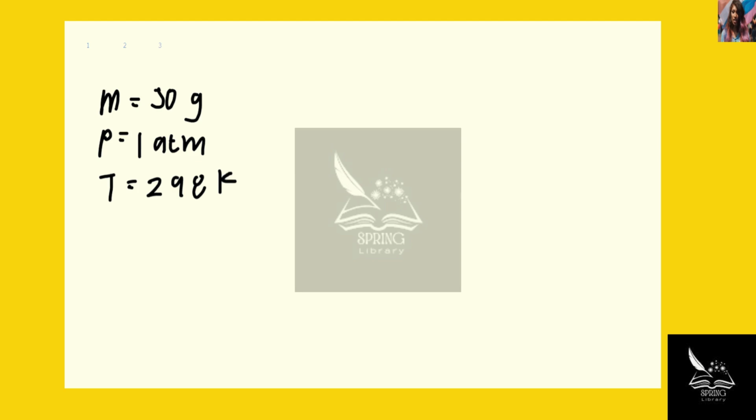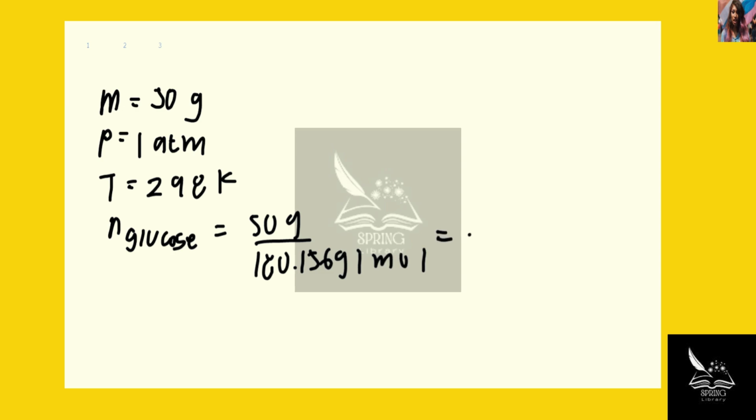All right, for the moles of glucose, we know our molar mass of glucose is 180.156. So the number of moles of glucose is equal to 50 grams over 180.156 grams per mole, which gives me 0.277 moles.